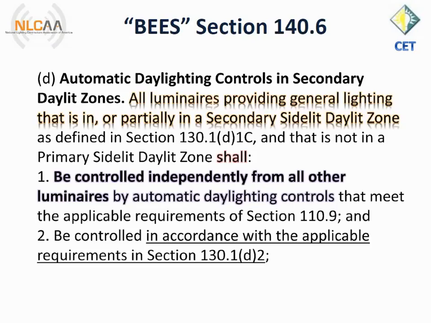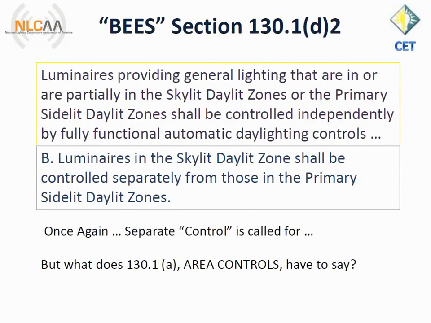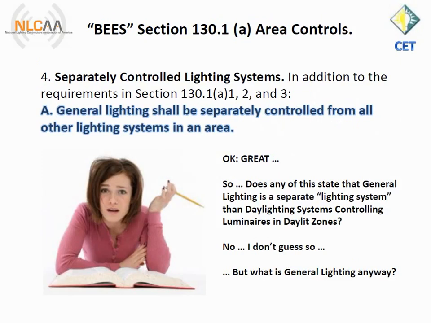But therefore, if this were correct, each daylit zone type tested individually, with all other lighting turned off, but it is unclear as to what they mean. So, skylit, primary side lit, secondary side lit, all do have to be checked separately, but there is no overt code requiring separate area controls, on-off controls, for these different daylit areas. So that one is still up for grabs. All the code states is separate controls, doesn't say area controls. So we're not really sure what they're after.